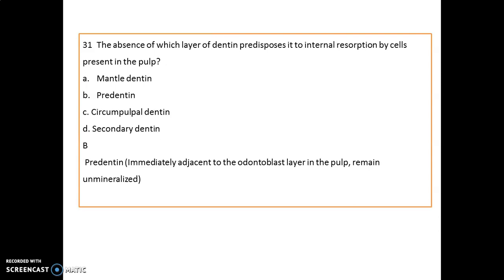So the first question of today's video is: the absence of which layer of dentin predisposes the dentin to internal resorption by cells of the pulp? It is the absence of predentin. What is predentin? It's a layer adjacent to the odontoblast layer in the pulp. It always remains unmineralized. If that layer is not there, your dentin will get resorbed.